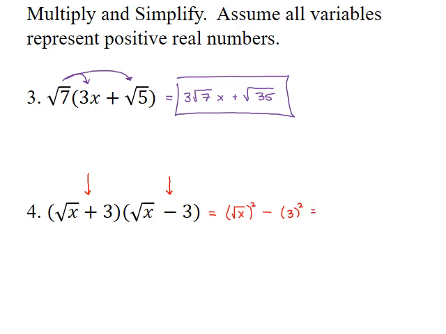Now, if you simplify this, the square root of x times the square root of x, since this is a power of 2 and this is a root of 2, they actually cancel each other to just give you an x. And then 3 times 3 is 9. So that simplifies just into x minus 9.